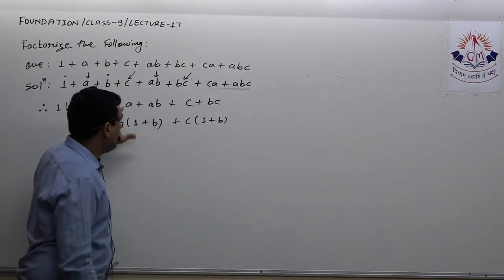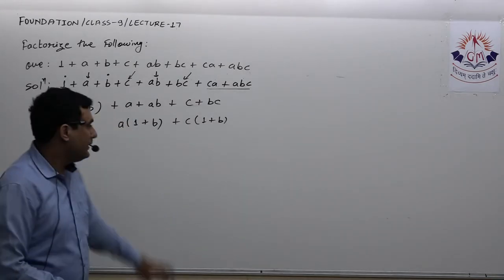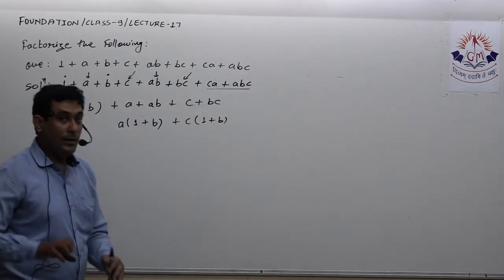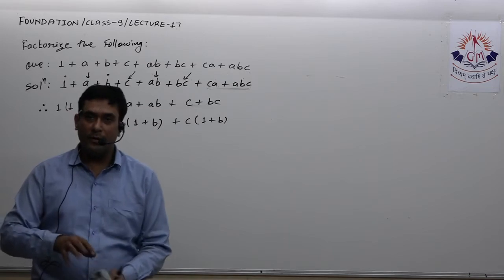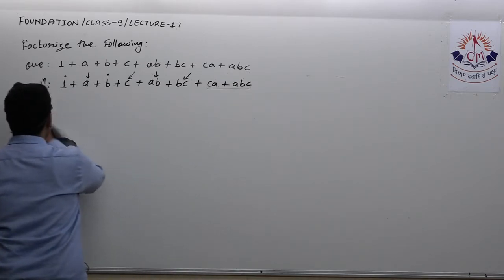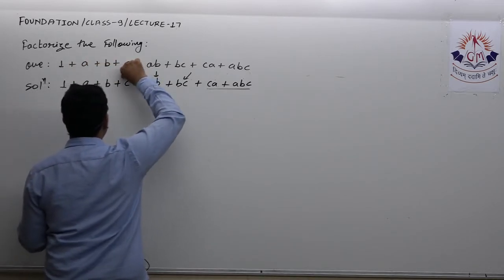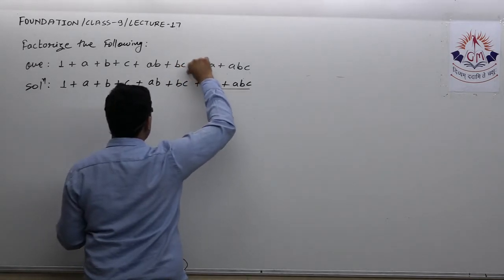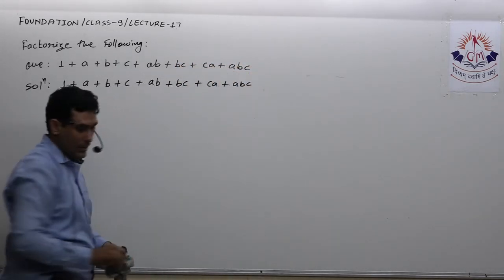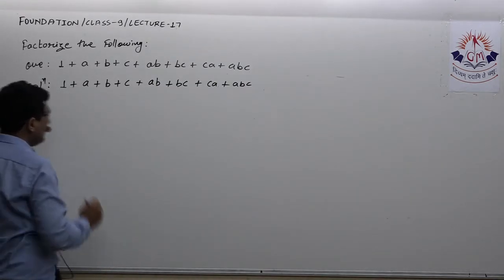That means it is possible to factorize this by more than one way. First I told you that after taking common, I will be left with 1 plus a in the bracket. Then I explained another method in which I am getting 1 plus b in the bracket. It is also possible to factorize this by taking the terms in such a way that we will get 1 plus c in the bracket. So any one method I am going to give you as a solution. The remaining two methods you have to do on your own. So for that, first of all, I have to rearrange the terms.